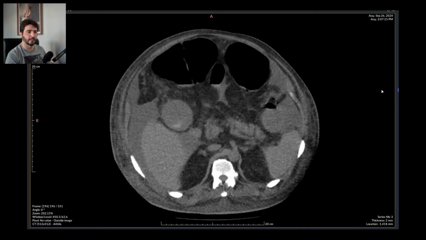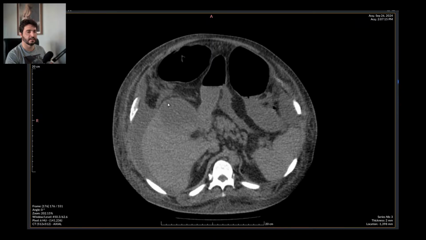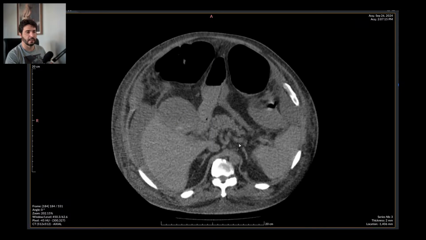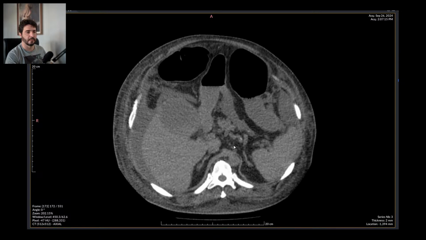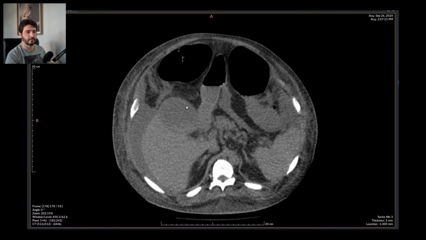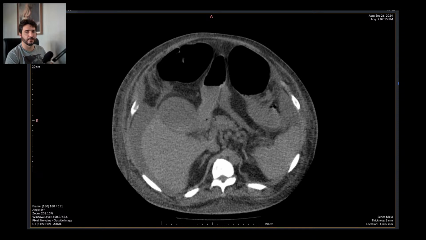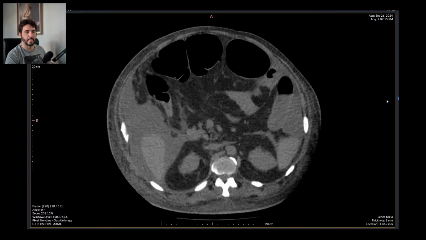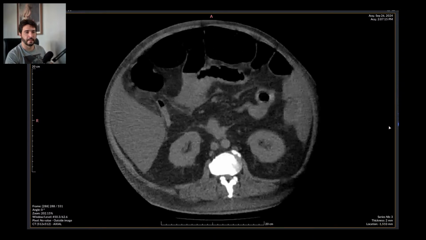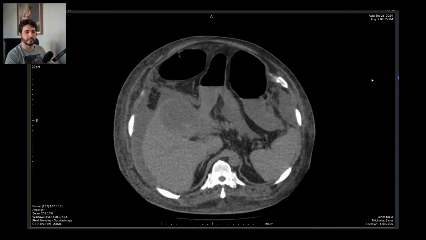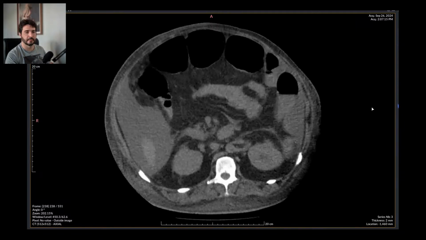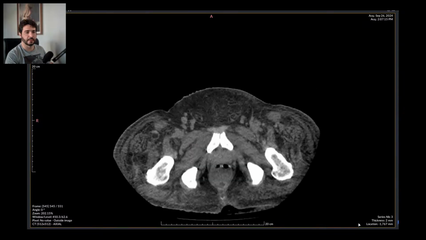It is what it is. So we are going to report this as an acute calculous cholecystitis. This is an acute inflammation of the gallbladder and a severe ascites, mild atherosclerosis.